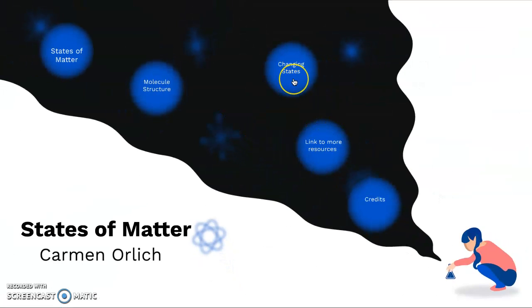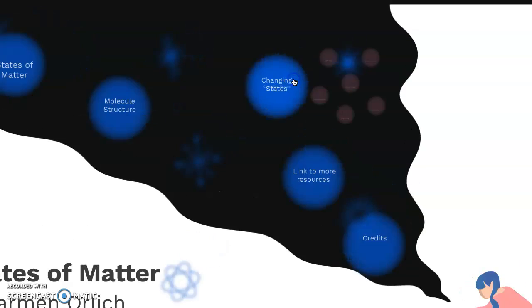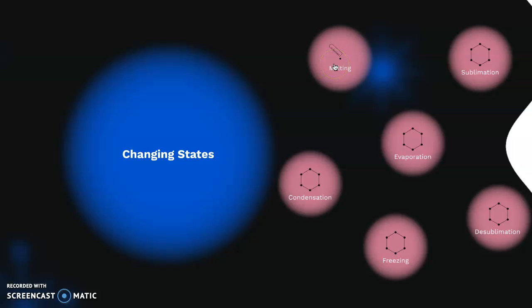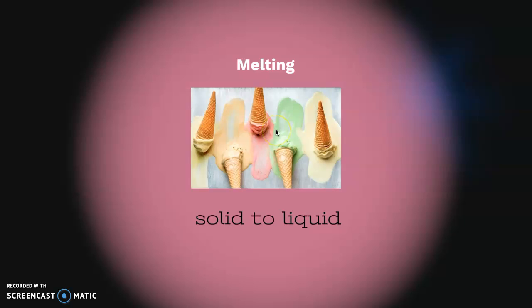So next we're going to look at how you change from these states. How do you go from a solid to a gas to a liquid, and so on. Let's start with melting. We're going to go through all six, but we're going to start here. Melting is when you go from a solid to a liquid, and this is done by adding heat to the material that is given.